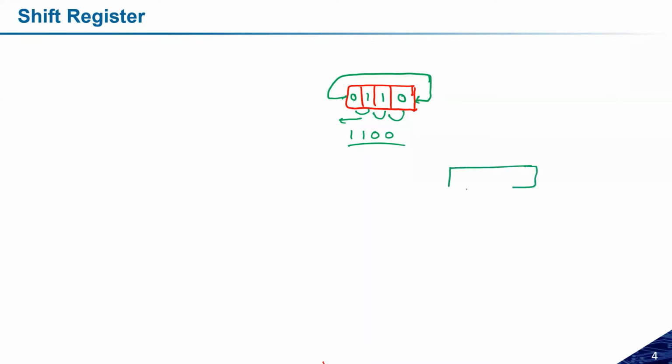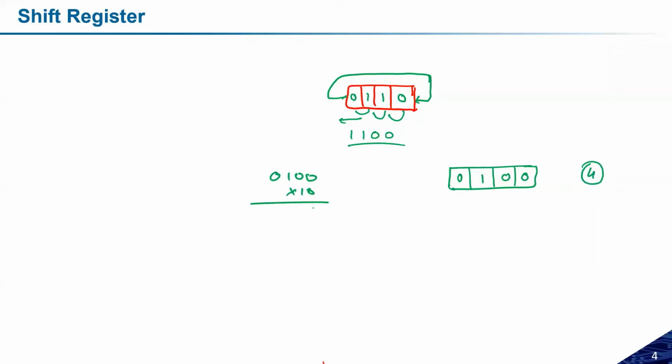Suppose I have a register having data stored like 0100. If you convert this into the equivalent decimal number, the decimal of 0100 is 4. Now suppose I want to multiply this number by 2. This is the operation which I want to perform.